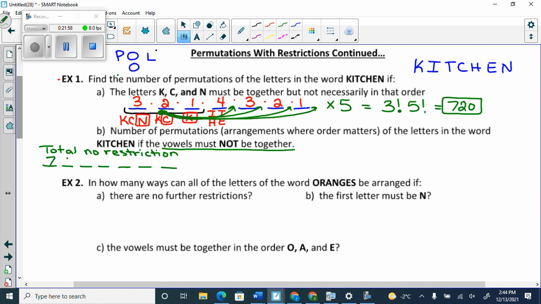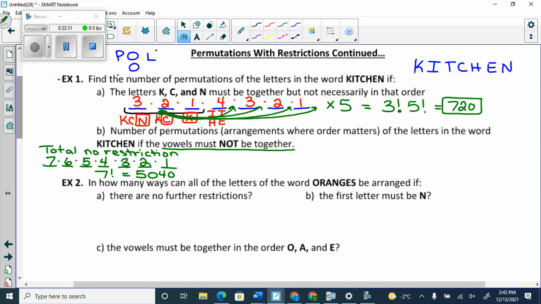7, then 6, then 5, then 4, 3, 2, 1 with dots. What is that short form? 7 factorial. That's it. That's 7 factorial, I think it's 5040. It's the absolute maximum number of different words you can get from kitchen. That's it. Okay? So I'm going to write that as 5040. So the answer to B has to be less than 5040. Because 5040 are all the different words I can get from kitchen.